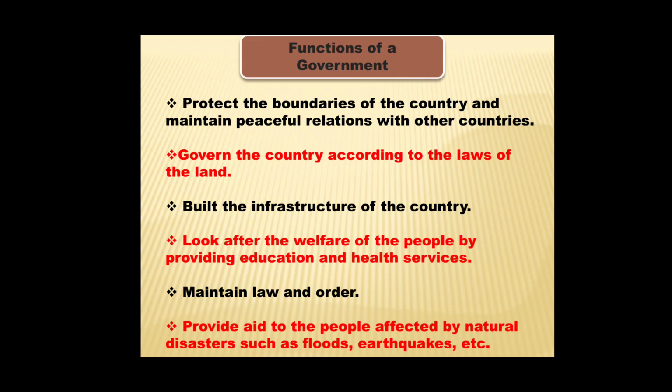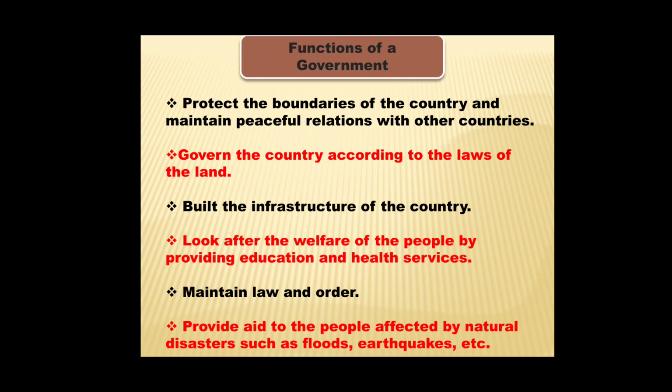Functions of a government. What are the functions that a government plays? First, protect the boundaries of the country and maintain peaceful relations with other countries. The first important role played by the government is to protect our own country and to maintain a peaceful relation with other countries. Secondly, govern the country according to the laws of the land. Government should govern the country according to the laws or the rules of a land.